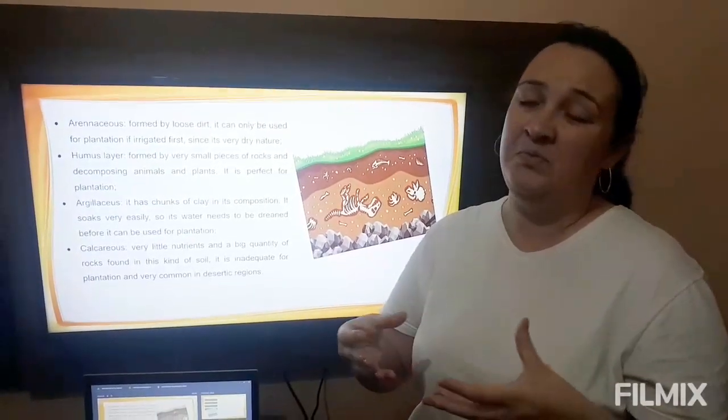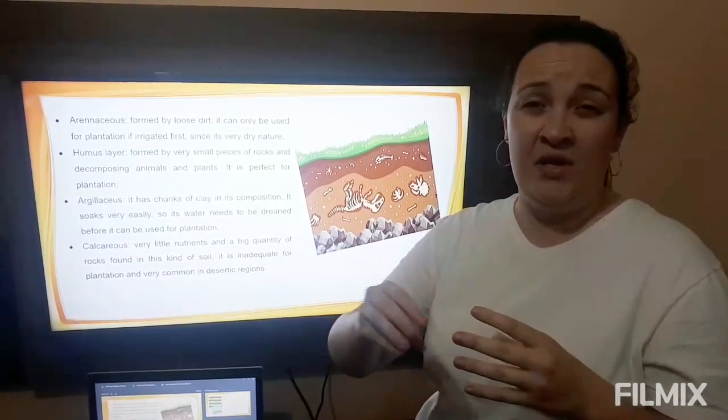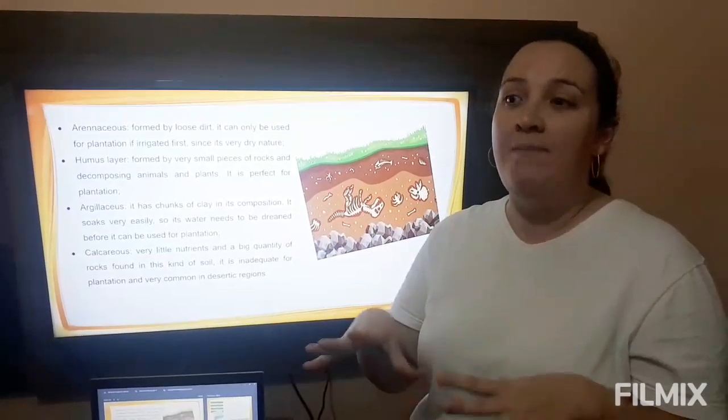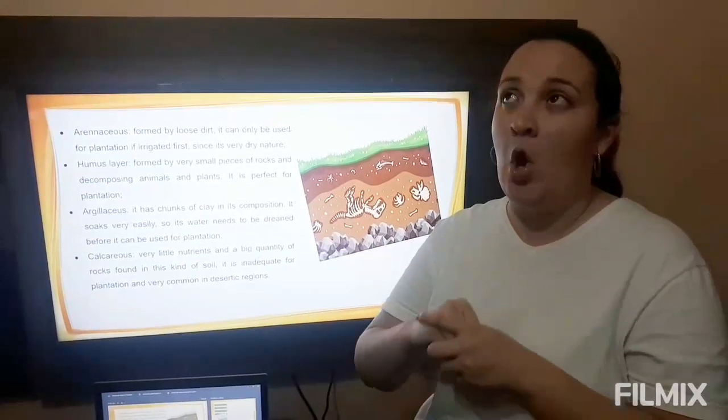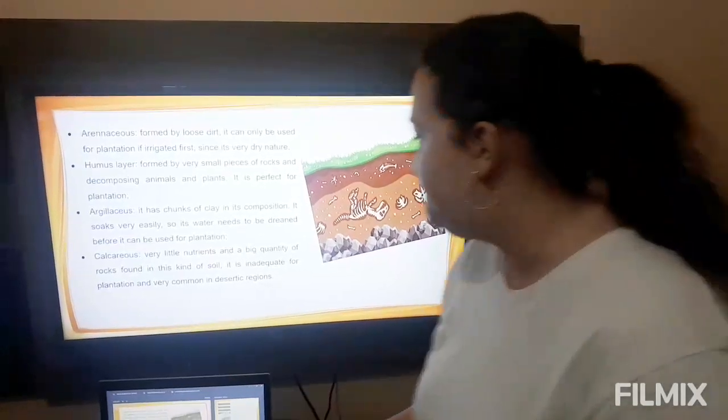It's very little. It's very bad. It has zero nutrients and stuff. So it's very bad to plant things on it. It's practically impossible to grow anything there, okay?